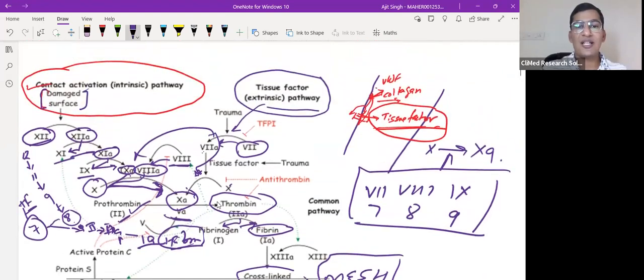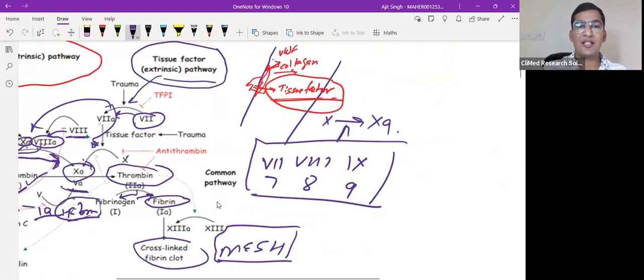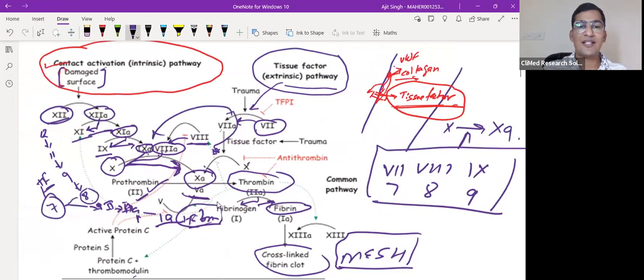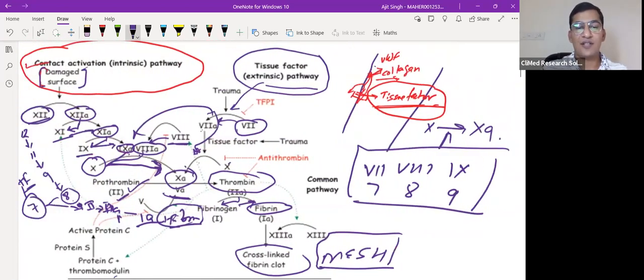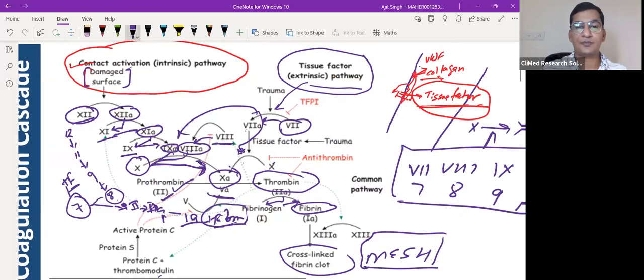So any question here, guys? Any question here to understand? Any questions for me, guys, at this pathway, at the coagulation cascade? If you have any questions, please ask me now. No. Okay, so this is the second part of your platelet aggregation and plaque formation.